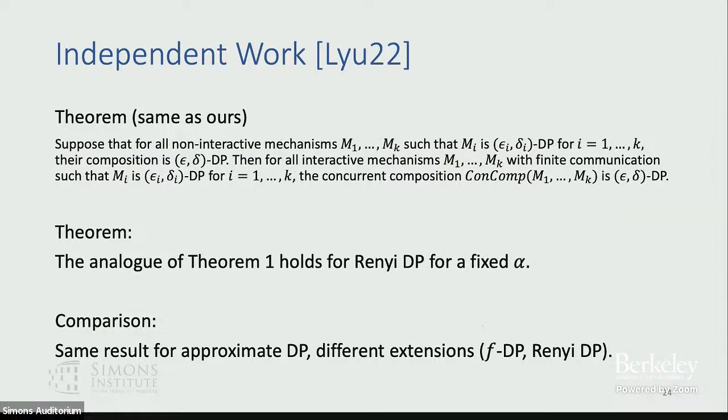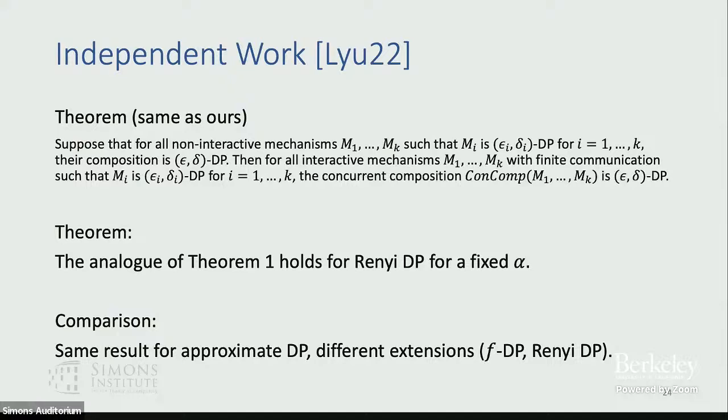All right, so this is the story for FDP. Now we are going to talk briefly about RDP. There's an independent and concurrent work by Liu, 2022, and they proved that similar results hold for approximate DP. This theorem is the same as ours. They also show that similar results hold for RDP for a fixed alpha. And this is the parameter for the RDP.